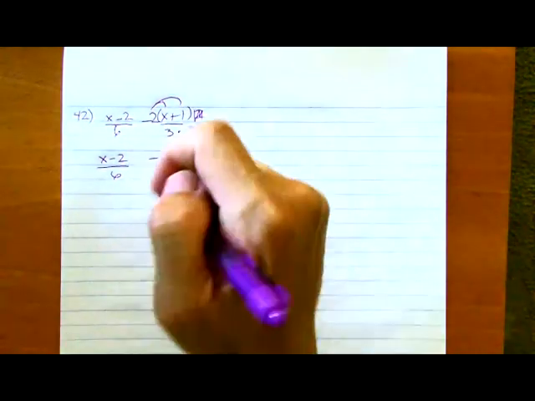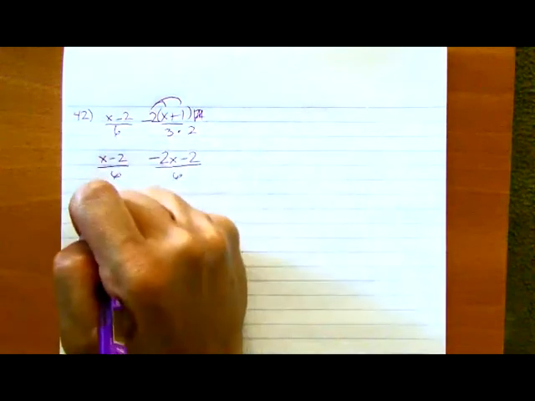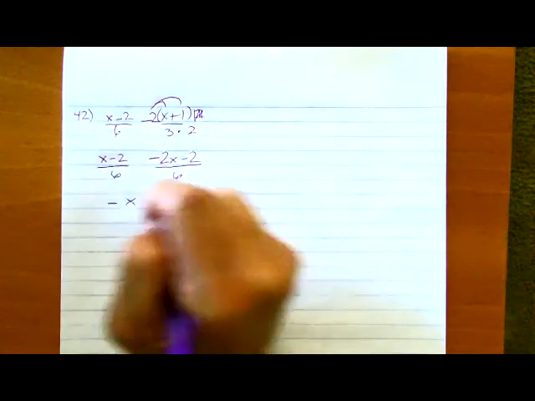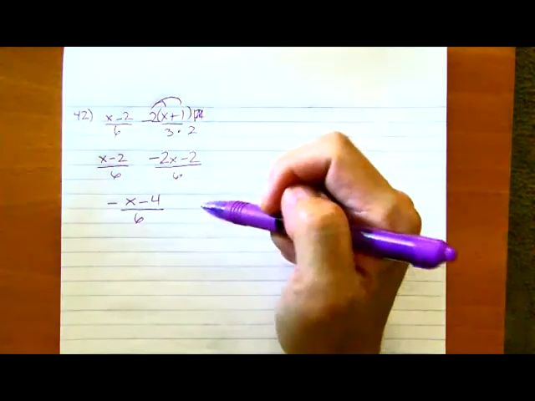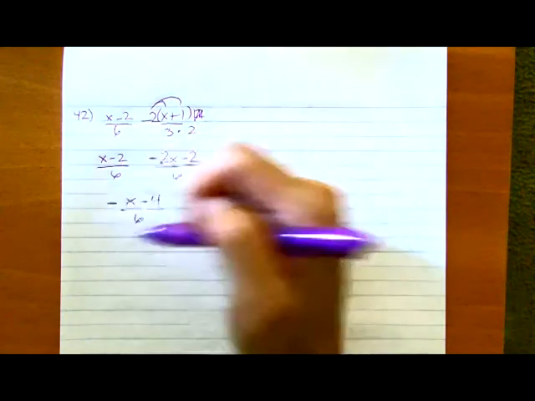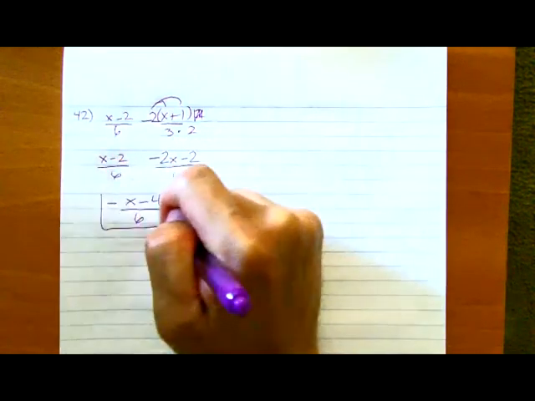Okay, now that the denominators match, we're going to combine the terms. Negative x minus 4 over 6. We can't factor anymore, so there's nothing to cancel. There's no factors in the numerator. That's it. This is your answer for 42.